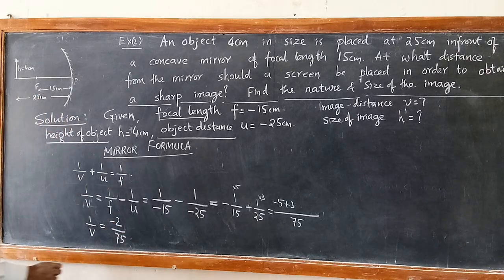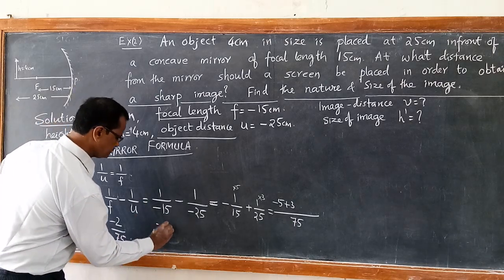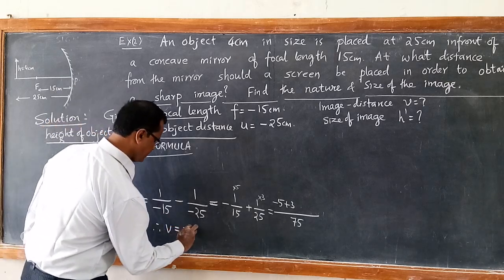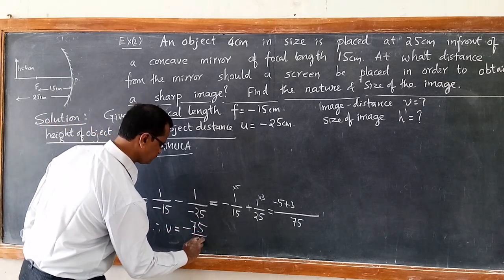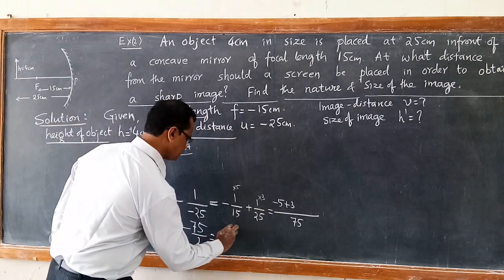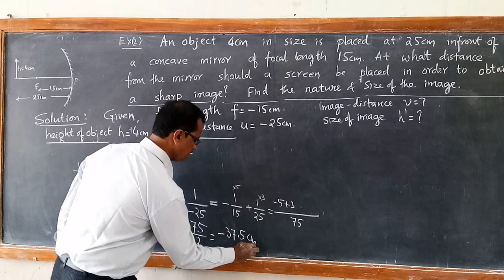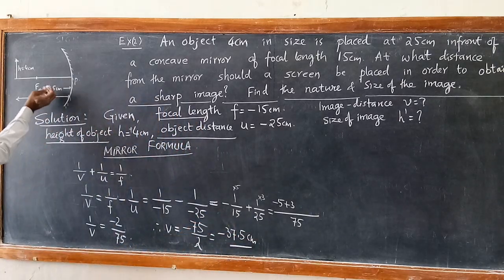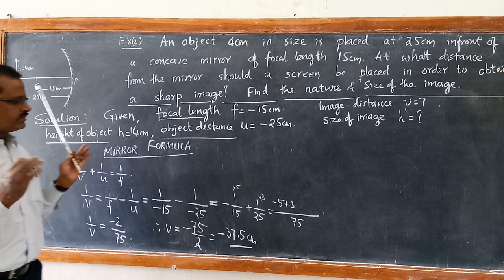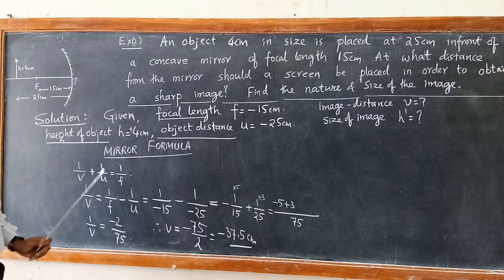But we want v. We don't want 1 by v. So inversion of that. v becomes equal to minus 75 by 2. 75 by 2 becomes 37.5, so minus 37.5 centimeter. Minus 37.5 centimeter means it's going to be forming its image on the same side, and definitely it's going to be a real image since it is obtained on the screen.